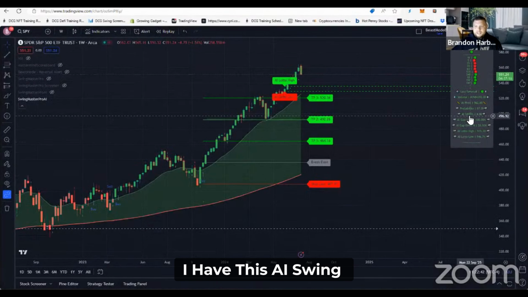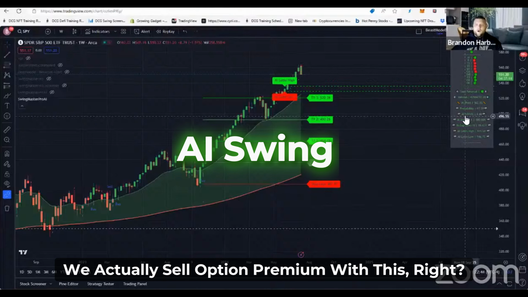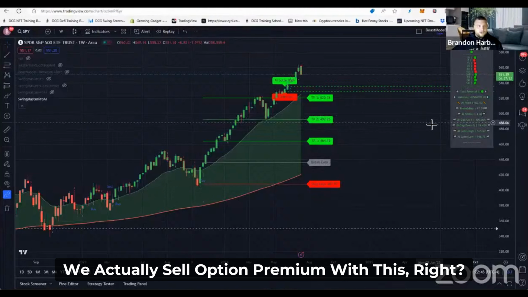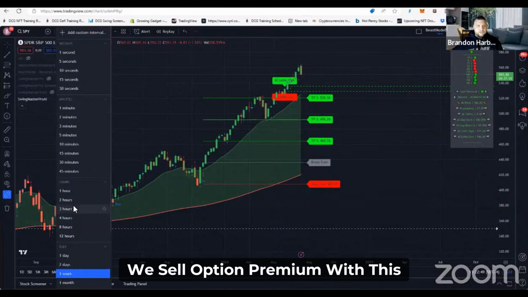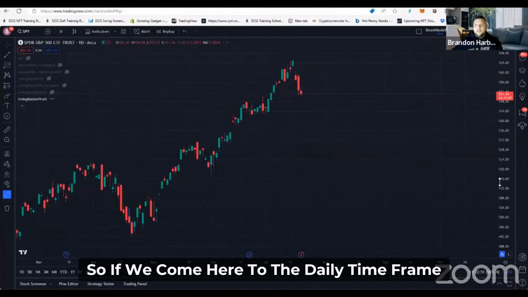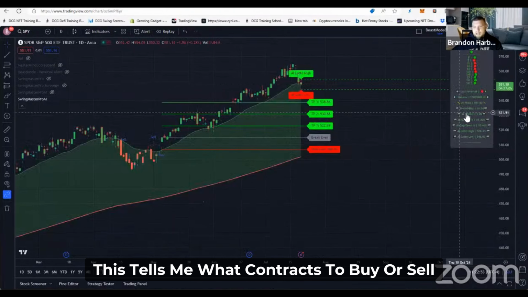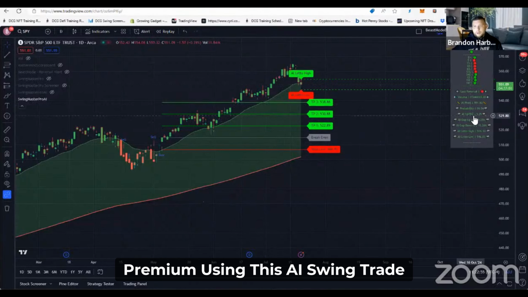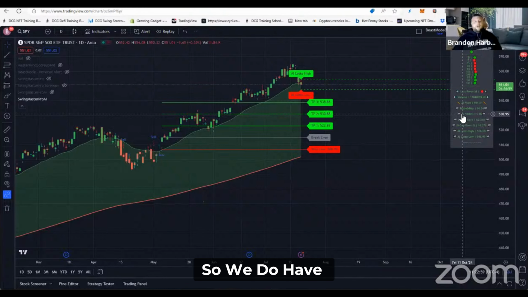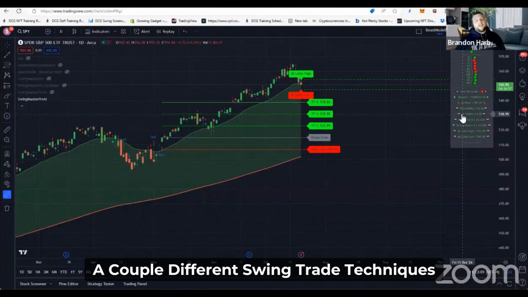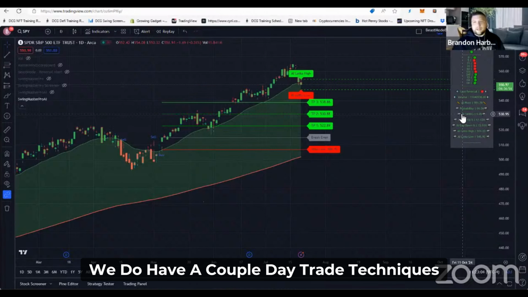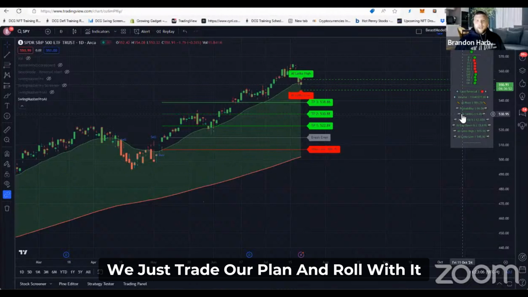Swing traders, I have this AI swing. We actually sell option premium with this, right? So if we come here to the daily time frame, this tells me what contracts to buy or sell premium using this AI swing trade, which we can do as well. So we do have a couple different swing trade techniques. We do have a couple day trade techniques, but in the end, we just trade our plan and roll with it.